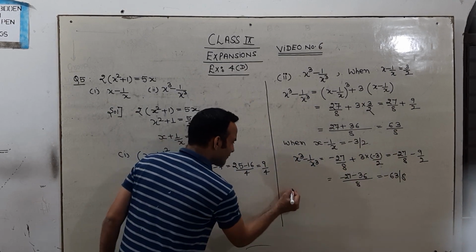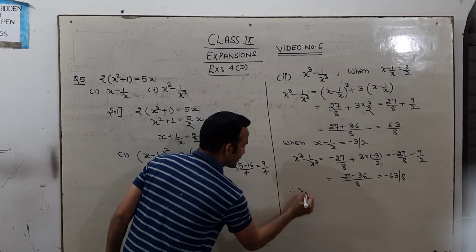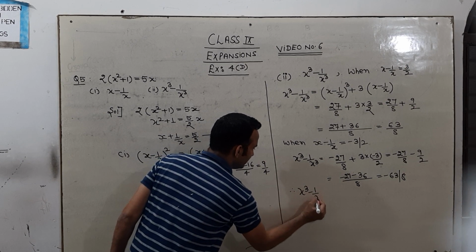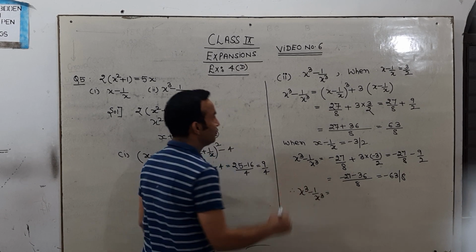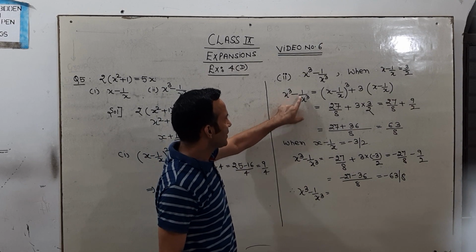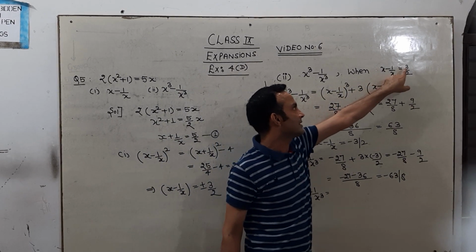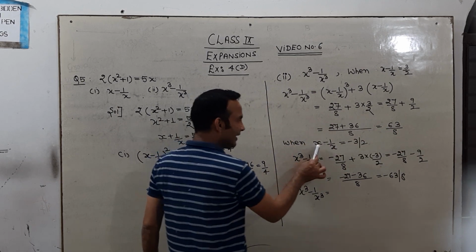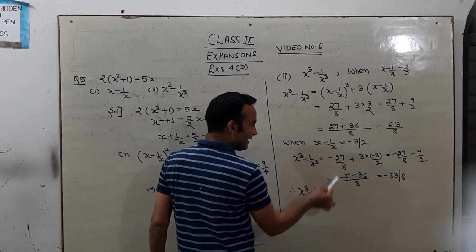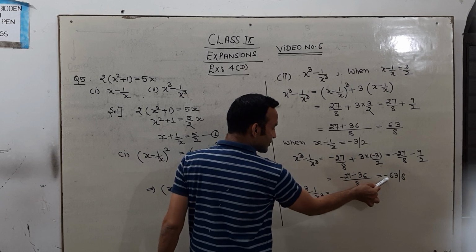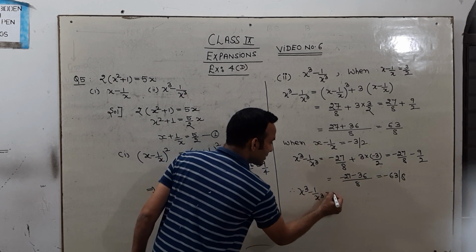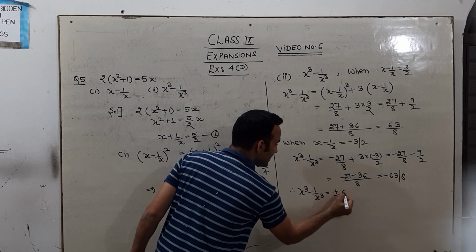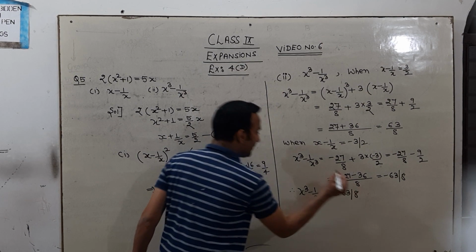So therefore, what is the final answer? Final answer is x cube minus 1 upon x cube is equal to what? You can see x cube minus 1 upon x cube, when x minus 1 upon x is 3 upon 2 is positive 63 upon 8. And when it is negative 3 upon 2, then its answer is minus 63 upon 8. So final answer is what? Plus minus 63 upon 8. Okay?